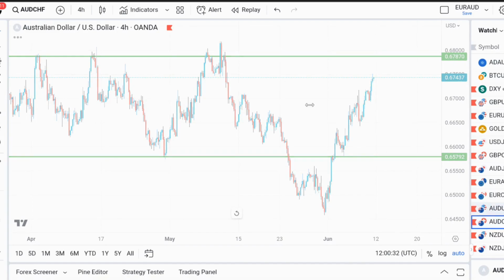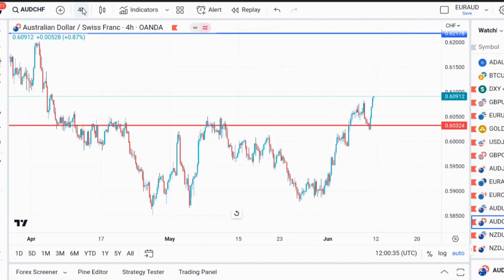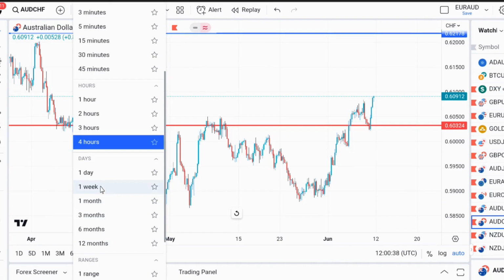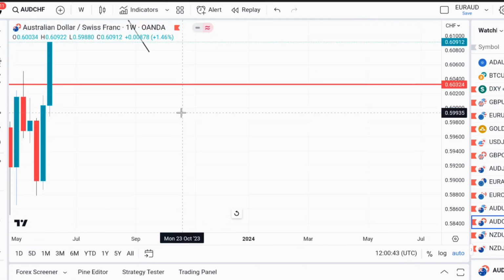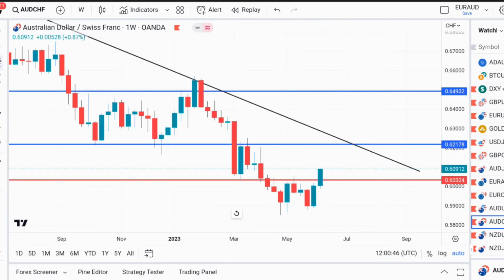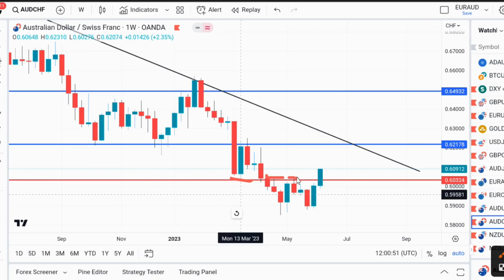So checking the Australian dollar Swiss franc, if we use the weekly time frame, you can see that it broke this particular resistance area with momentum. So any retracement you see should be an opportunity for you to look for a movement to the upside, and then the next target is this strong resistance level, that is 0.62178 at that particular area right there.